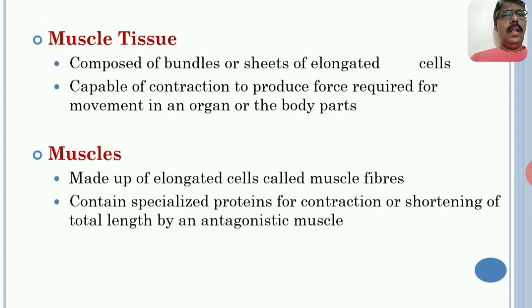Muscle tissue is composed of bundles or sheets of elongated cells and is capable of contraction to produce the force required for movement in an organ or the body parts. Muscles, made up of elongated cells called muscle fibers, contain specialized proteins for contraction or shortening of total length, and lengthening is brought about by an antagonistic muscle.